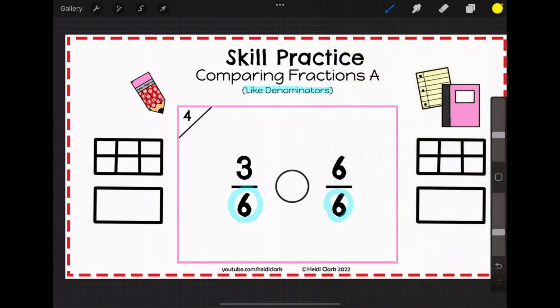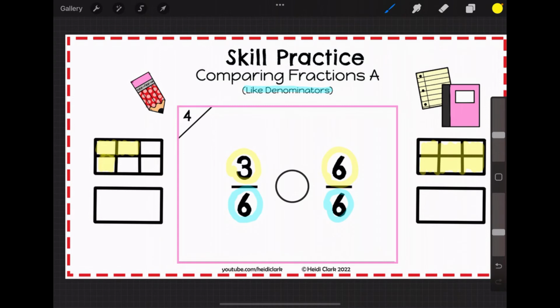3 versus 6. The numerator is how many pieces we're talking about, or how many pieces we get. So let's say that I did buy a cake and I split it into 6 pieces. Well, over here I'm going to get 3 of those pieces. Over here I'm going to get 6 of those pieces.